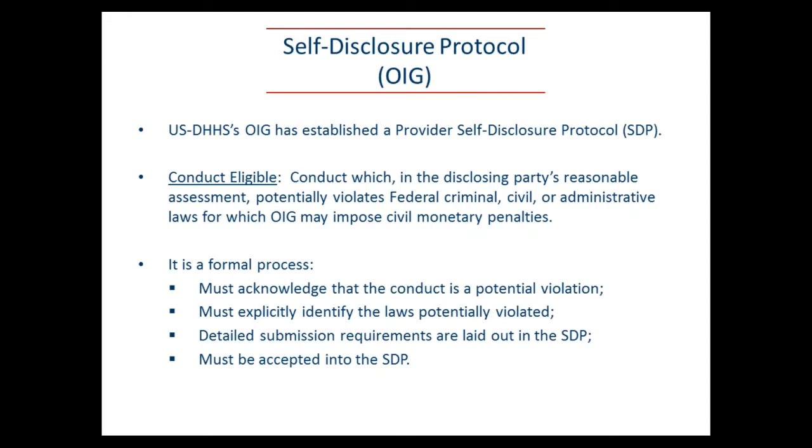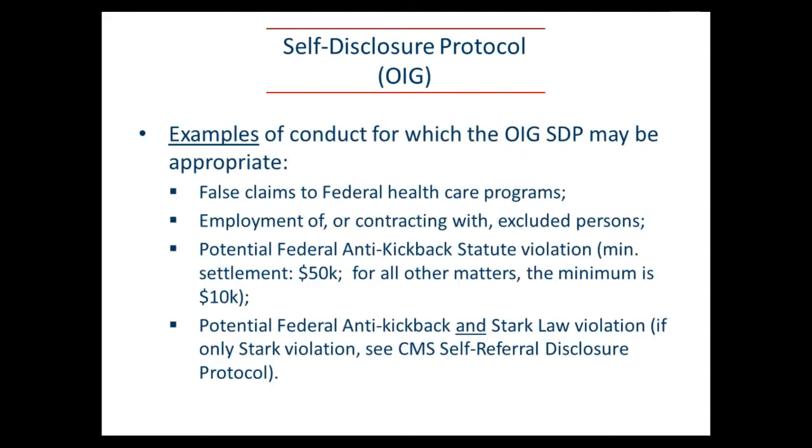They've said quite clearly, if you want to get into our protocol, you have to acknowledge the potential violation. You must explicitly identify the laws that are potentially involved. And in fact, there's a series of detailed submission requirements that are laid out in the protocol itself. And once you make that submission, you have to wait to hear back from the government that you've been accepted into the protocol. So here are some specific examples of when you might consider using the protocol for the OIG as opposed to another mechanism.